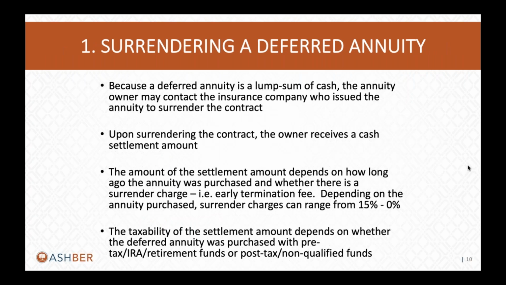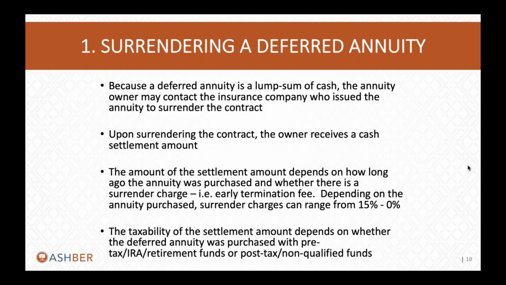If your client is looking at surrendering a deferred annuity, they would basically contact the insurance company that issued the contract and request a liquidation of that contract. When they request the liquidation, the owner is going to receive a lump sum of cash. That is based on the amount that was used to purchase the annuity, whether there are any surrender charges or early termination fees, and how much the money has grown since they invested into the contract.